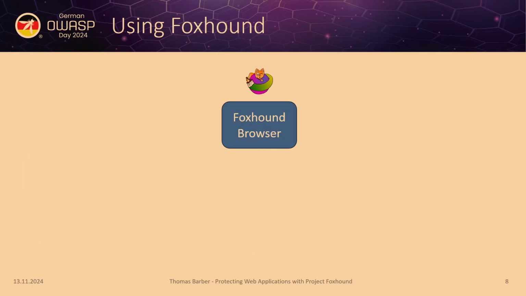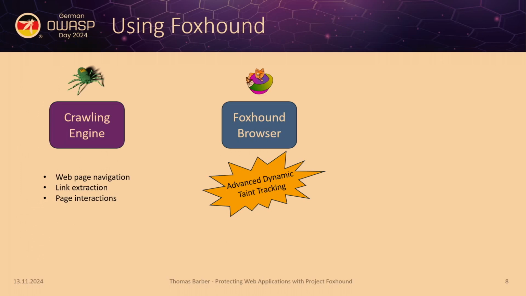What the Foxhound browser does is sit in the middle, providing this framework to do your advanced taint tracking. And then there's two things you need to think about how to implement in order to get a full-scale study going. One of them is the crawling engine. You need to think about how you want to navigate to web pages, and how you want to extract links or interact with that page, depending on what exactly you want to study.